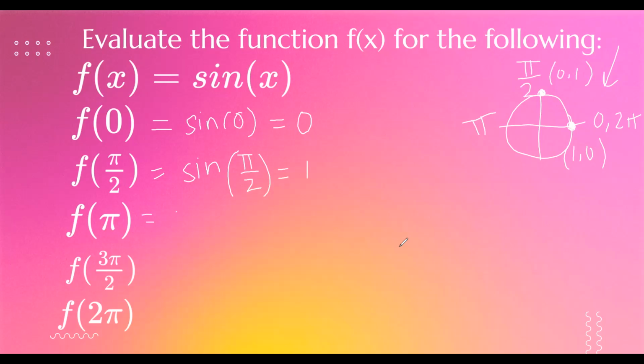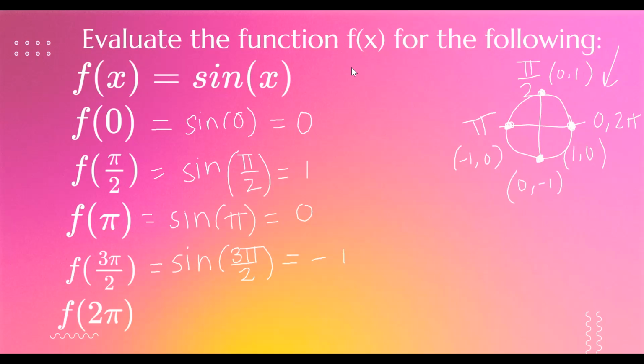Moving on, f of pi is going to give us sine evaluated at pi. Again, pi is all the way over here on the unit circle. That point is x is -1, y is 0. Remember, it's cosine, sine. So sine of pi is going to be equal to 0, because that y coordinate is 0. f of 3 pi over 2 just means sine evaluated at 3 pi over 2. Right down here at the bottom is 3 pi over 2, and that coordinate is (0, -1). So sine of 3 pi over 2 is the y coordinate, -1.